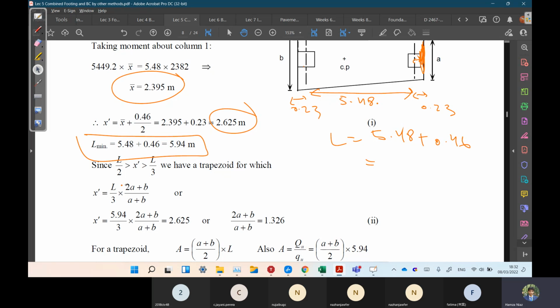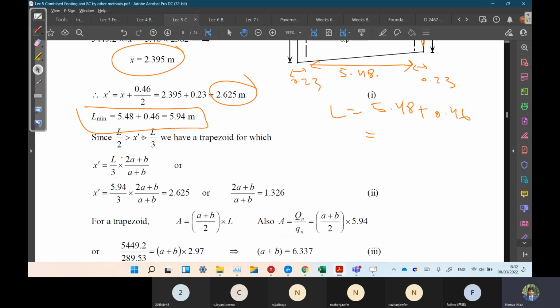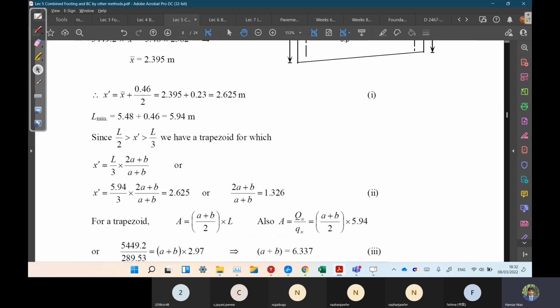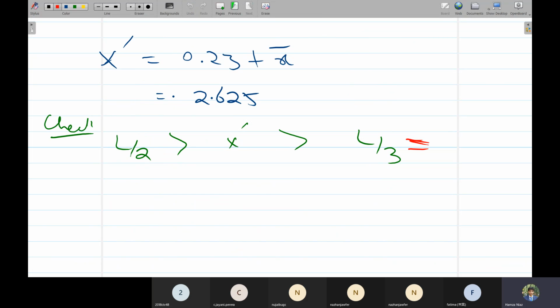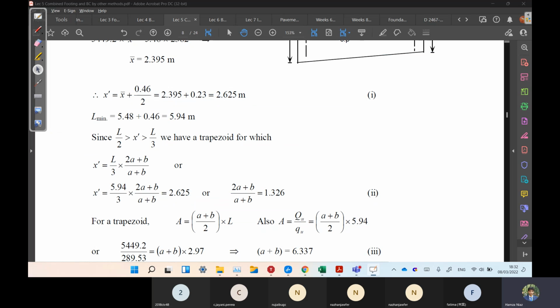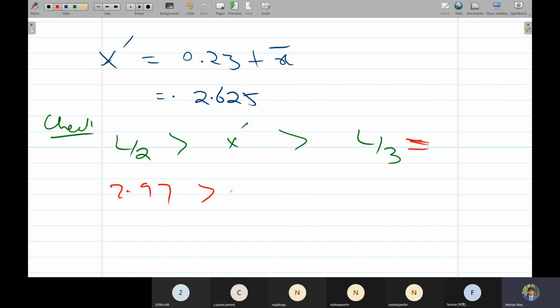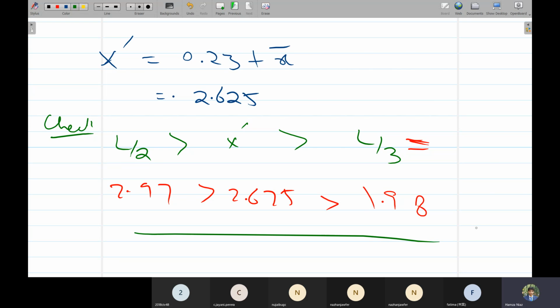So calculate L by 2 and L by 3. We are saying that x bar would lie in this region, and it was actually lying, so that's okay. We have to go for trapezoidal footing. Our L by 2 is 5.94 divided by 2, 2.97, which is greater than 2.625, and L by 3 is 1.98, that's lesser than 2.625. That's okay. So we have to go for trapezoidal footing.